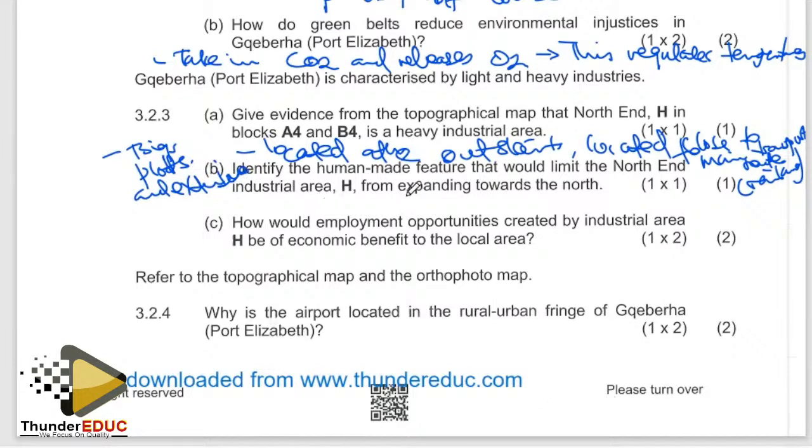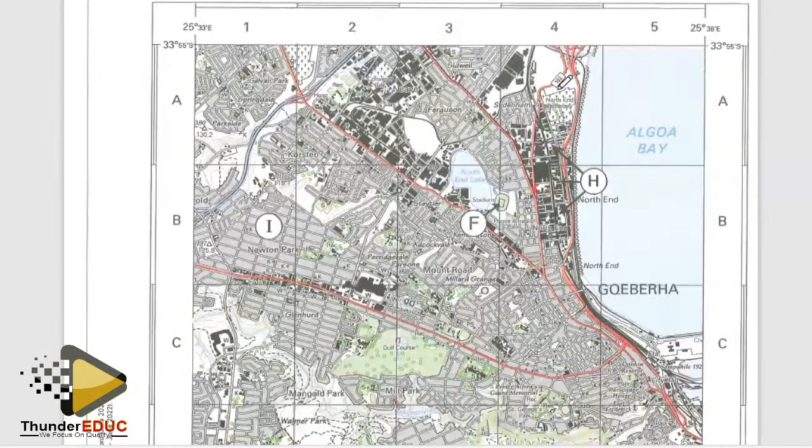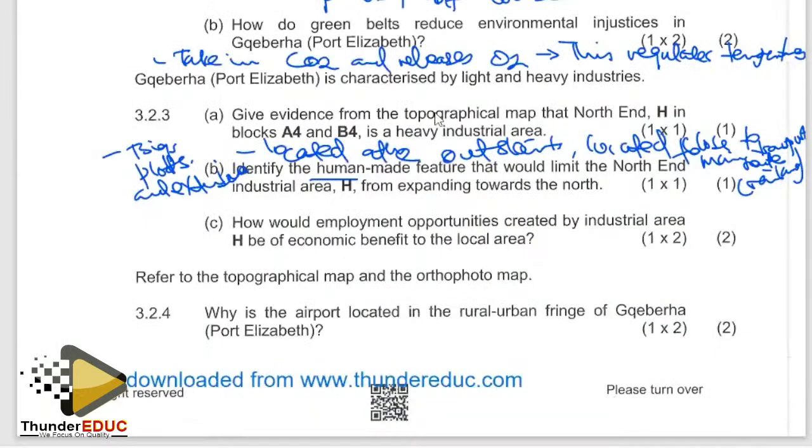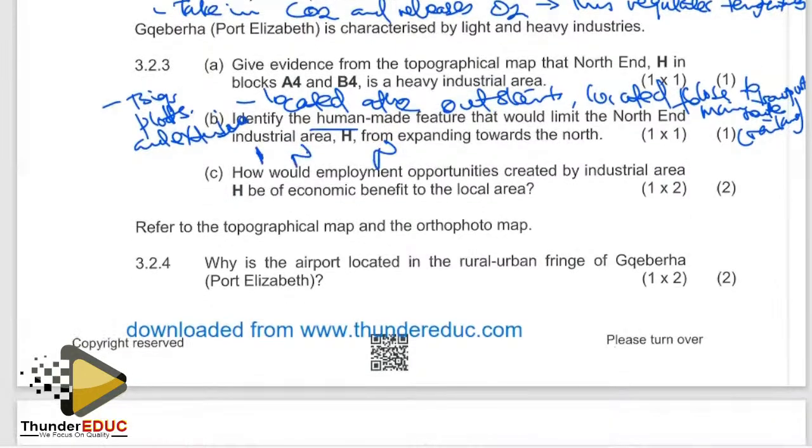Okay. Identify the human feature that would limit north end human feature. They are referring to human. We come here, north end is here. Which human feature can hinder extension of this industry? Obviously, the human feature is a cemetery. So we say north end cemetery.